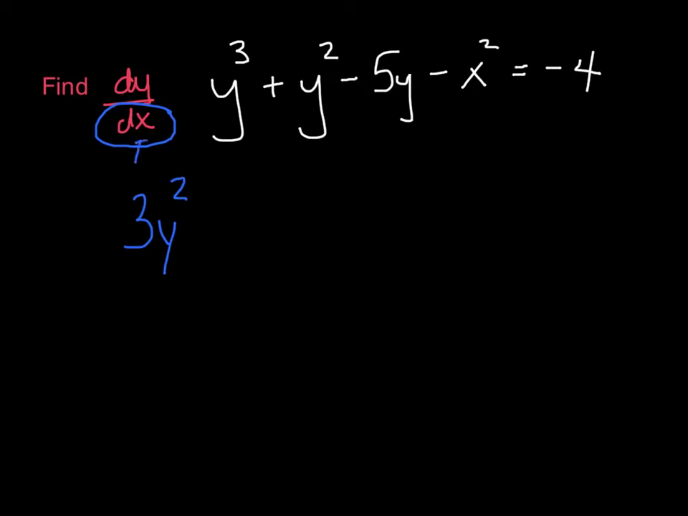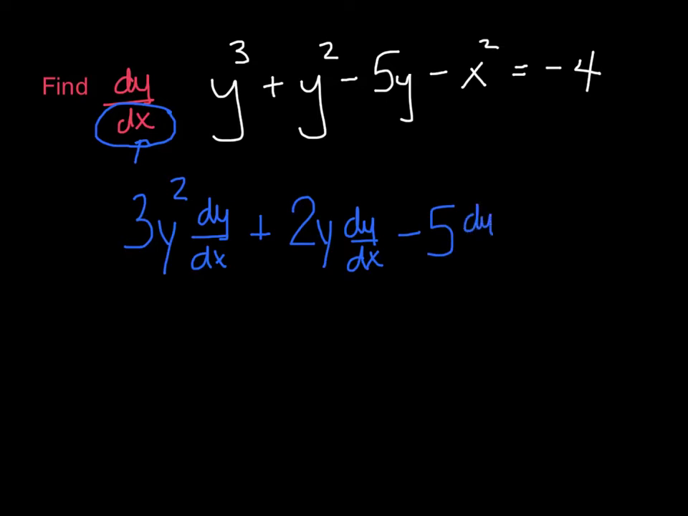That doesn't match, so dy dx. Plus y squared is 2y. That didn't match, so dy dx. The derivative of negative 5y, well, the slope is negative 5. That y doesn't match, so dy dx. The derivative of x squared is going to be minus 2x. Now that matched with my x, so we leave that alone.